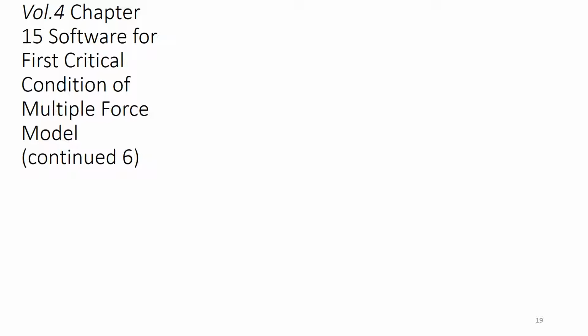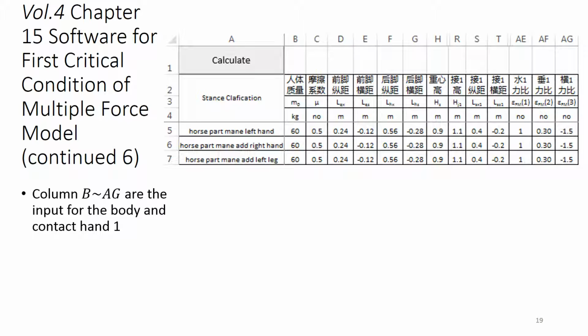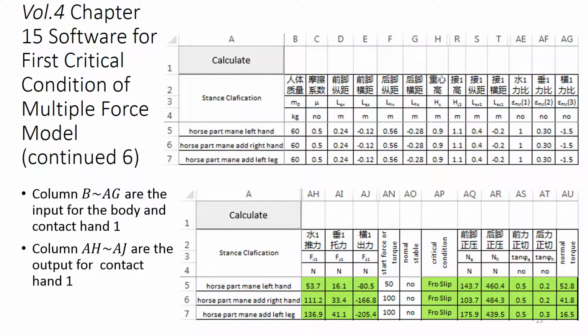Chapter 15. Software for first critical condition of multiple force model. Continued 6. Column B to AG are the input for the body and contact hand 1. Column AH to AJ are the output for contact hand 1. Column AP to AU are the output for the body.